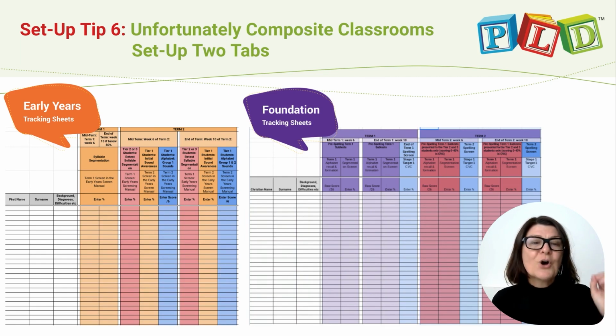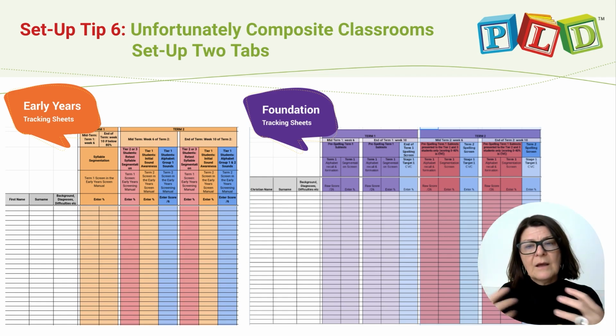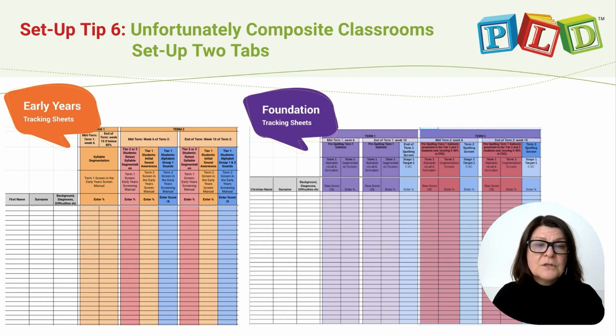Unfortunately, if you have a composite classroom, whether that's a foundation year 1 or an early years foundation group, you're going to be setting up 2 tabs. Then later in the year, it's quite easy to merge these different year levels together, but within semester 1, they're probably going to be separate.